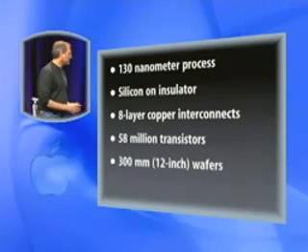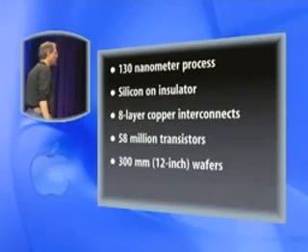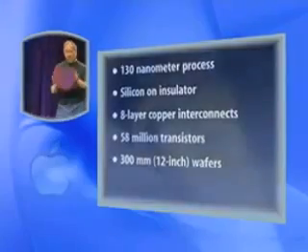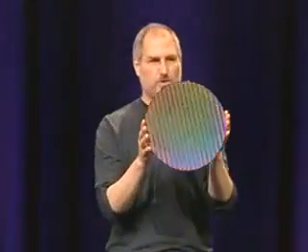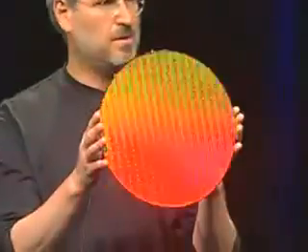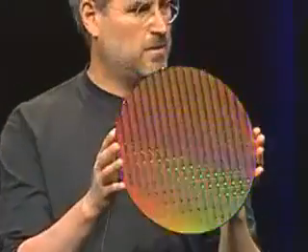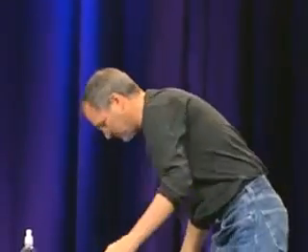This thing is built on 300 millimeter wafers. These are 12-inch wafers. I happen to have one right now. This is how they build G5s. It's amazing. It's just amazing. And they build it in a $3 billion state-of-the-art semiconductor fabrication facility in Fishkill, New York, built in the USA.